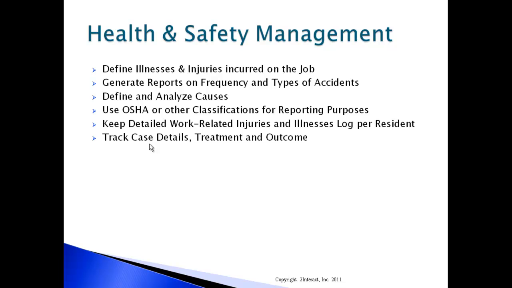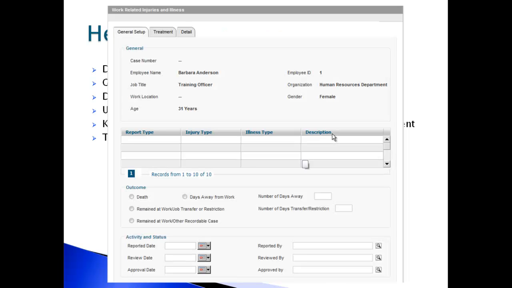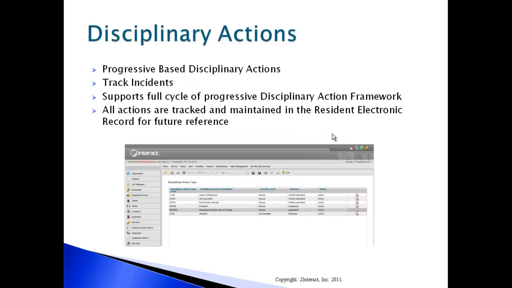Obviously, being in a healthcare environment, health and safety is absolutely critical, and the system allows you to define all kinds of illnesses and injuries that may occur on the job, to make sure that the right reporting is in place, and to make sure that people are aware of the causes and how the actual event occurred, what the final treatment was, and what the outcome was. And this will all be part of the residency program details, so that we're aware of the real impact on the resident itself during the residency program.